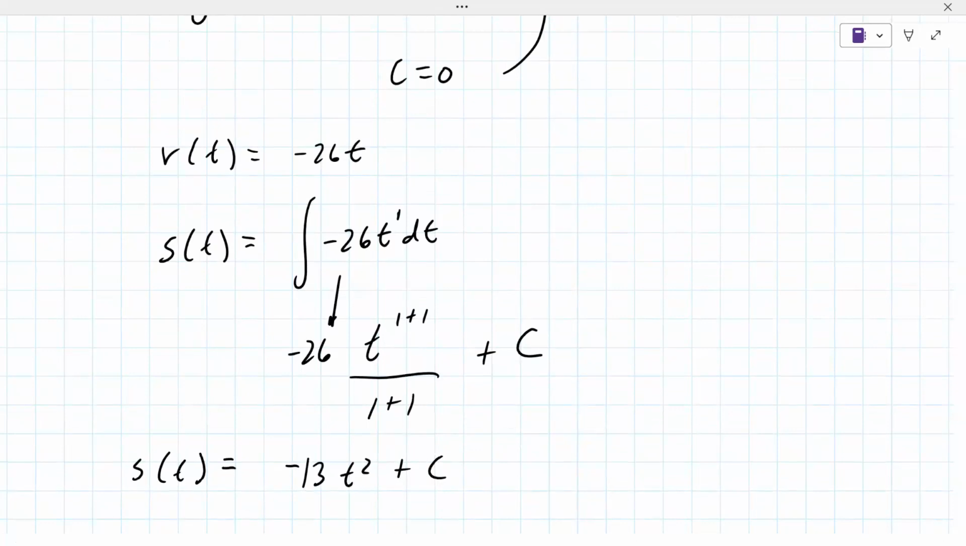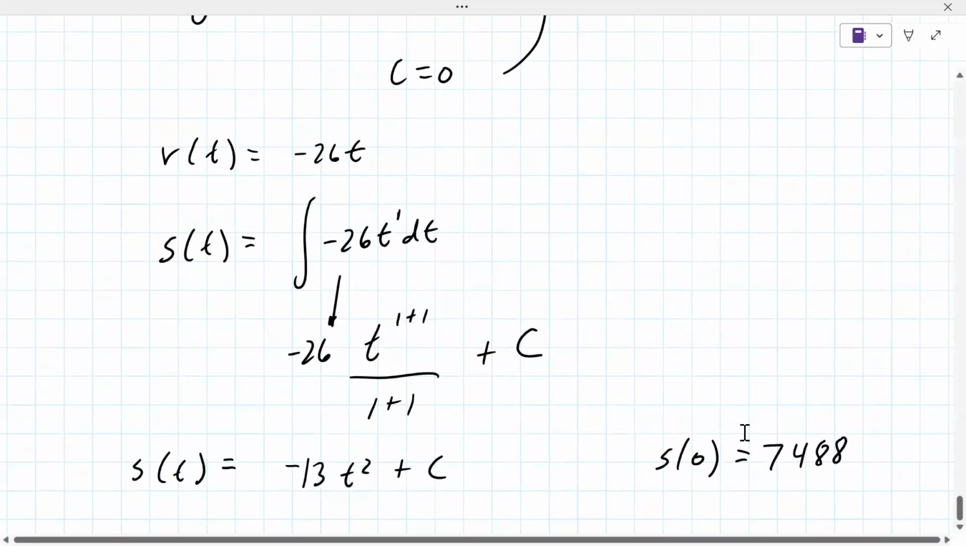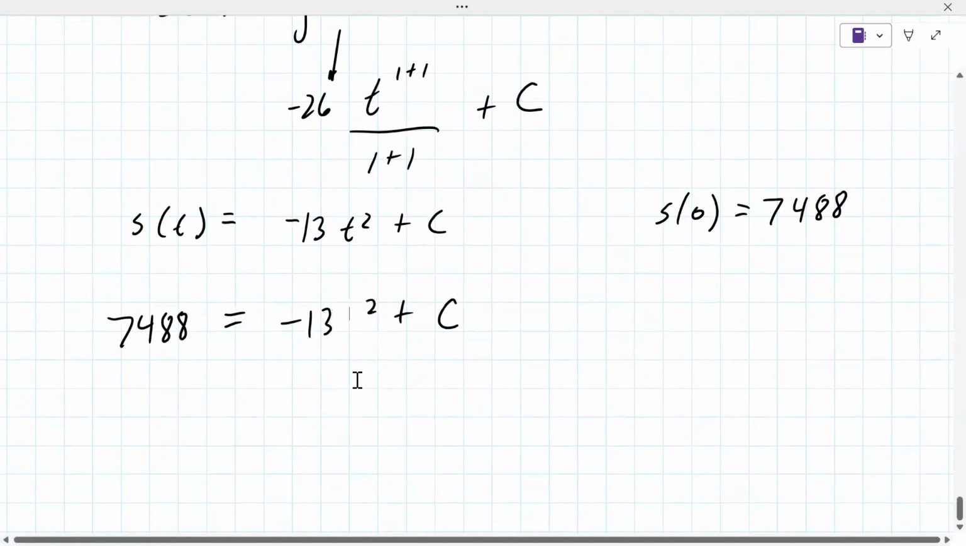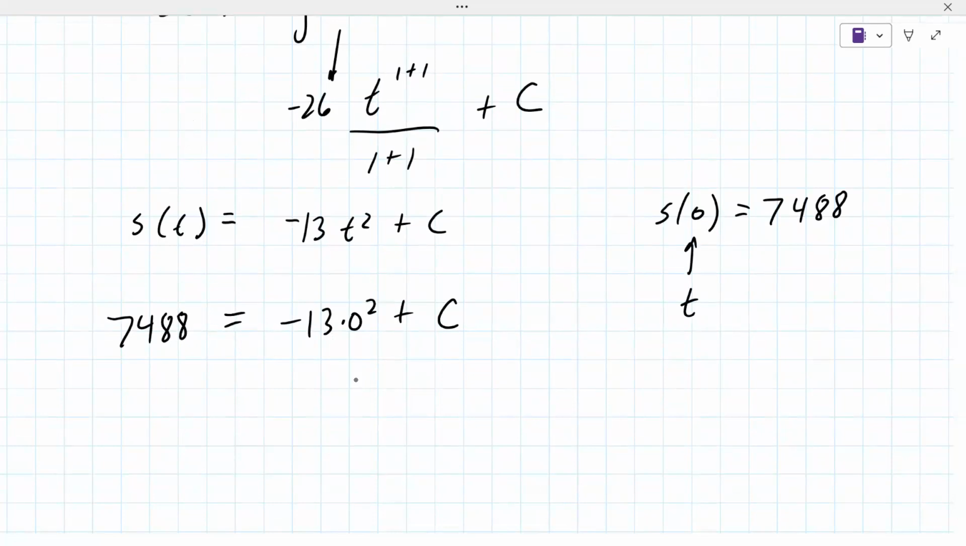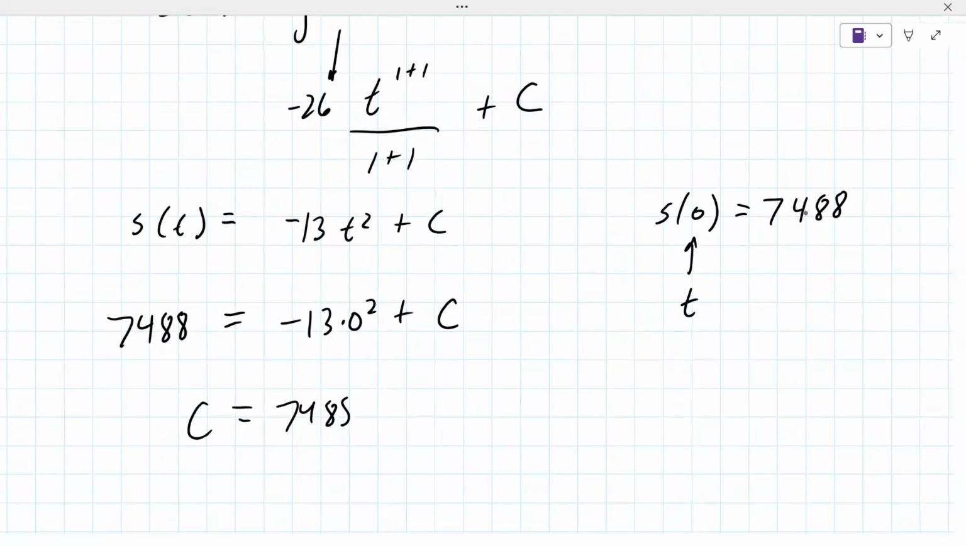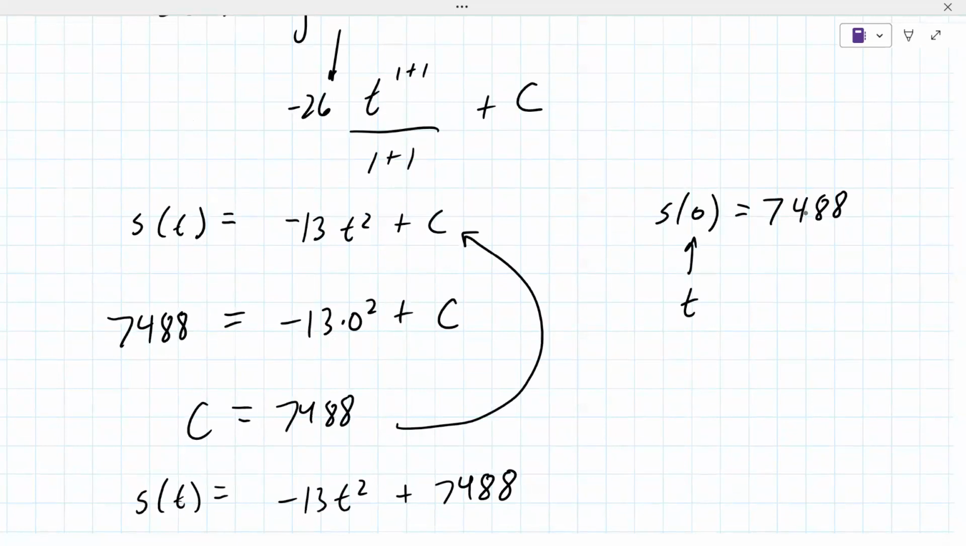This time, though, they tell you that at time 0, it's dropped from 7,488 feet. And that's enough to be able to find this value of c. So 7,488 equals minus 13 times 0 squared plus c. Sorry, that's 0 squared. That's your t. On the right is your s of t. So this ends up being 0. c equals 7,488. That goes in here. So s of t equals minus 13t squared plus 7,488, like that. That is your answer to box number 1.